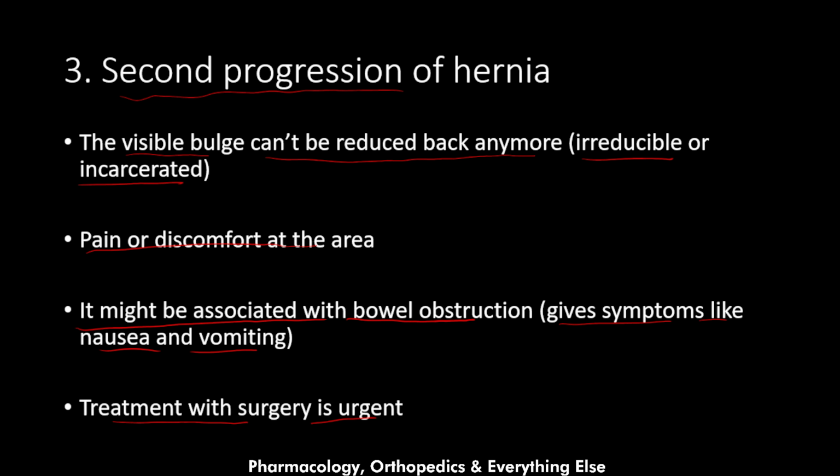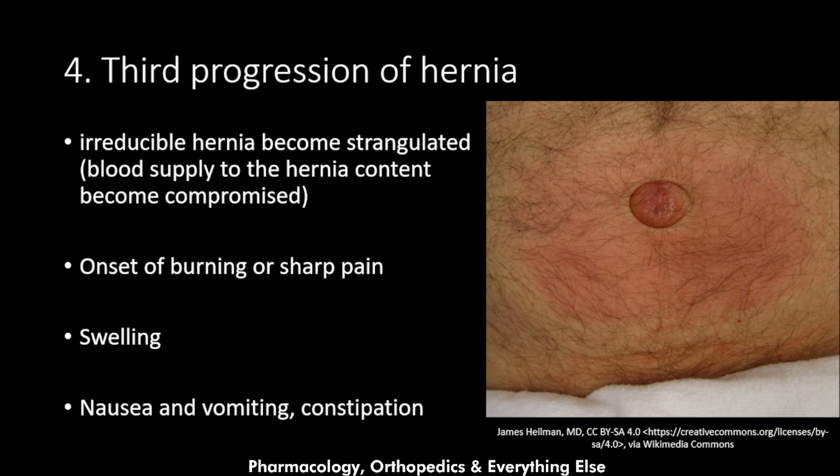So after that comes the third progression of hernia, and that is when the irreducible hernia becomes strangulated. And by strangulated, this means that the blood supply to the hernia content becomes compromised. And now the arteries and veins that come to the bulge content are blocked too. So there is no blood reaching this area.